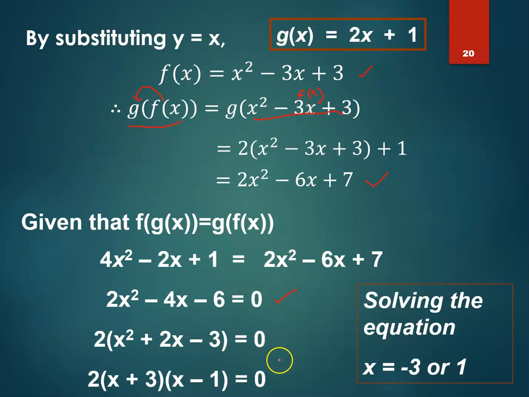Then up until here, you're going to factorize it. Okay, you're going to factorize it since it is a quadratic equation. So you get your x equal to -3 and x equal to 1. So this is the answer for the x values. x equal to -3 or x equal to 1.